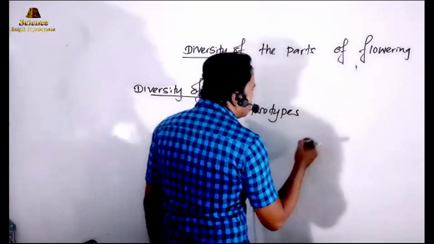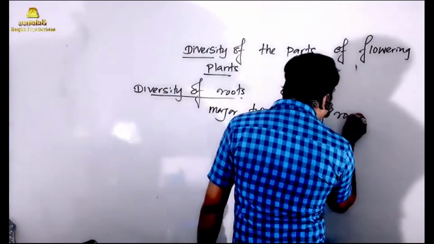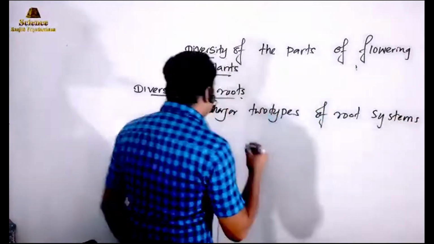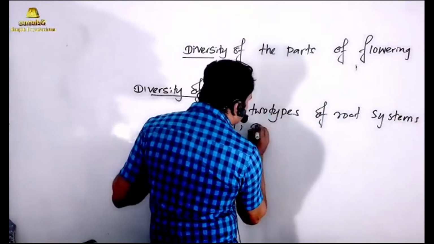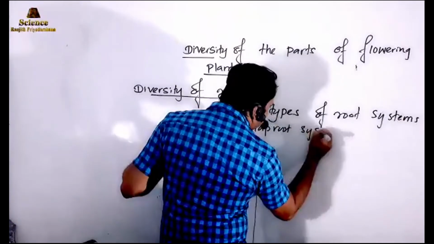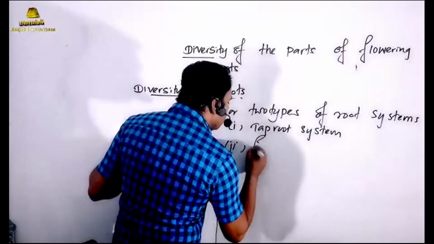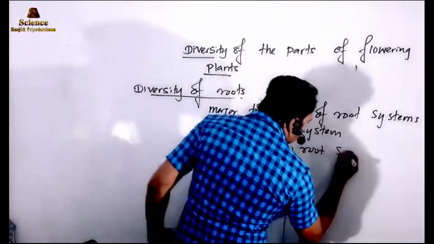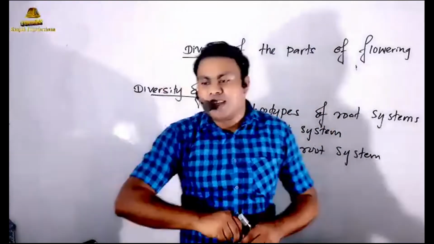Taproot and fibrous root system. Yes, major two types of root systems. Yes, you learned that. Taproot system, and the second type, the fibrous root system. So I am quickly writing this because last week we discussed it.